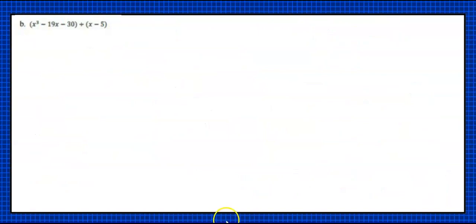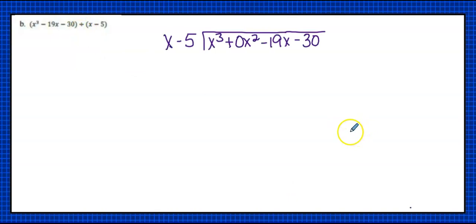Okay, this is 8b, and even though it doesn't look like it, this is a division symbol. We're told to use long division. We could use synthetic division with this because this is a linear divisor right here. But we're told to use long division, so we're going to do that. So I've gone ahead and set this up. We are missing the x squared term in the dividend. So I put in a 0 x squared as a placeholder. We're going to need that.